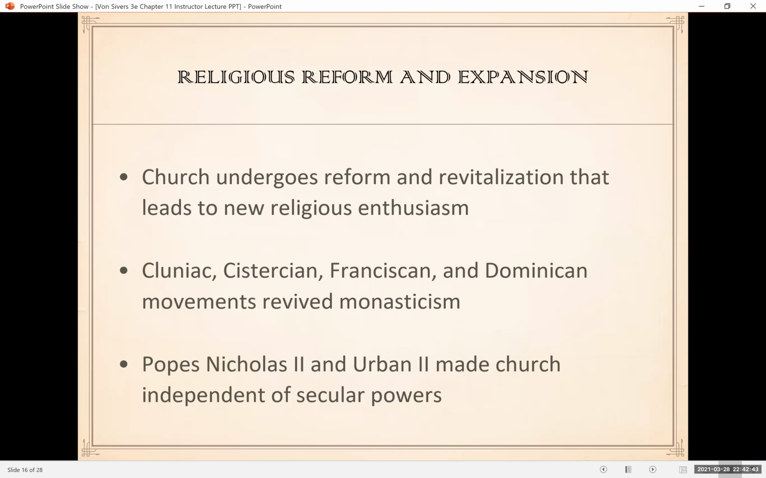So these different monastic movements had different jobs. They specialized in different things.